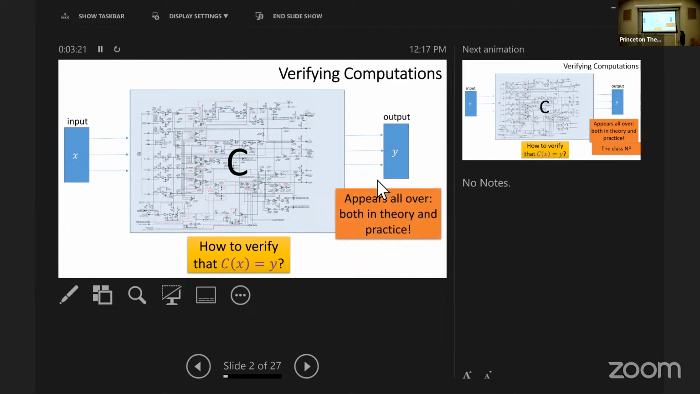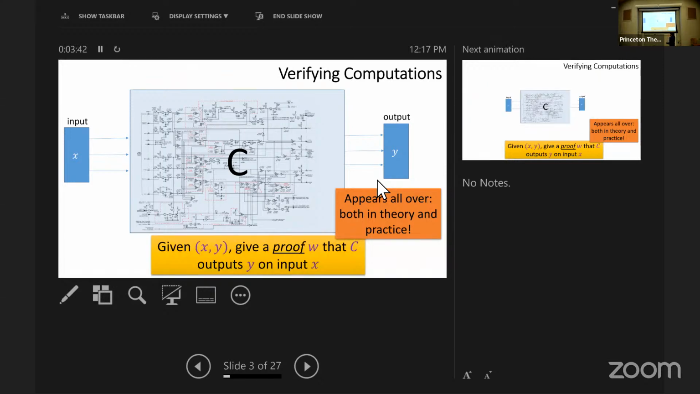And verifying that a circuit outputs Y on a given input is something that appears all over the place, both in theory and practice, and this is a very fundamental task. And in complexity language, this is the class NP, but I'm not going to use this language too much.